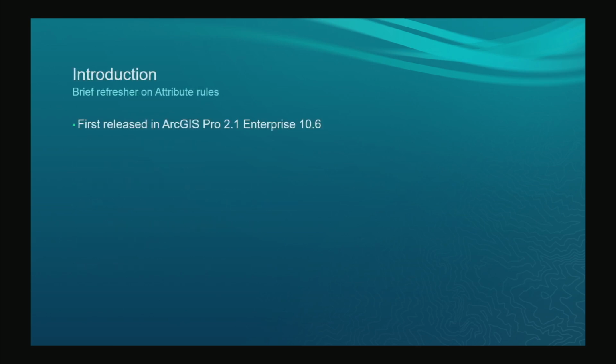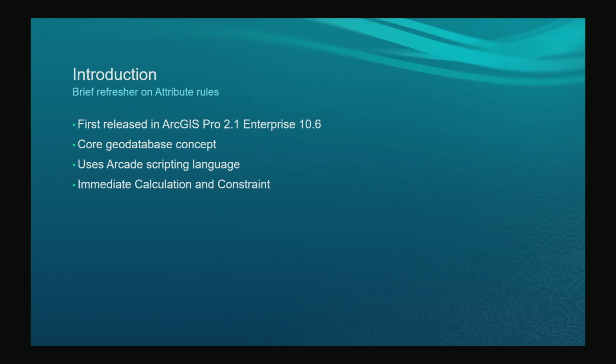So let's get started. Introduction, a little bit of a refresher. Attribute rules were introduced in Pro 2.1 and Enterprise 10.6. It's a core geodatabase concept just like subtypes and domains. Think of them as part of your schema. You use Arcade to author these, and they live in the geodatabase.